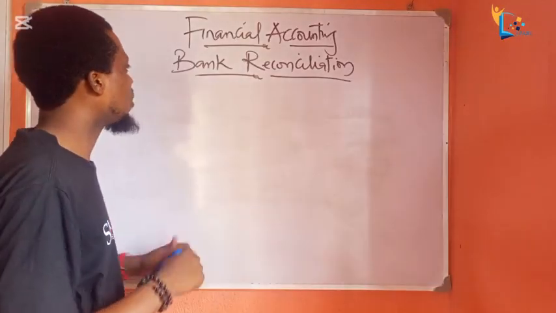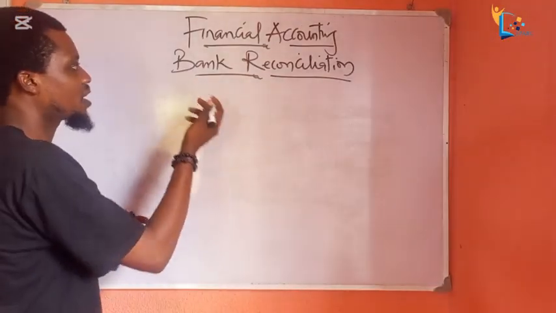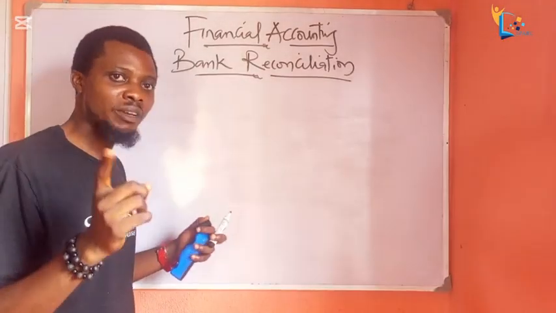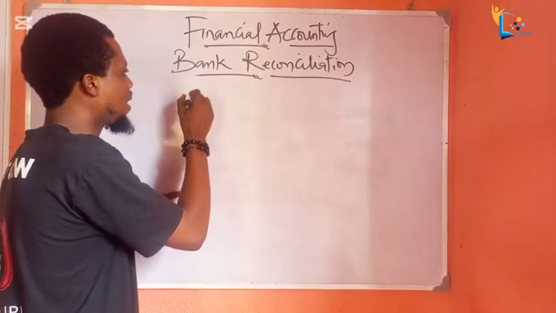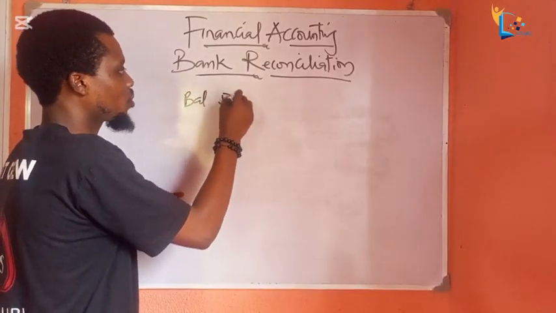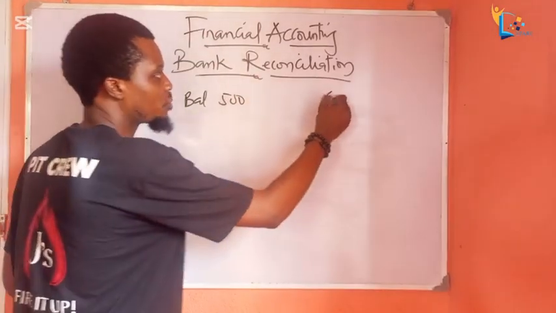Now we're going to look at the factors that may have caused the differences, because just like I mentioned, sometimes you have a balance of 500 on the cash book, for instance, while on the bank statement you'll be having 480.